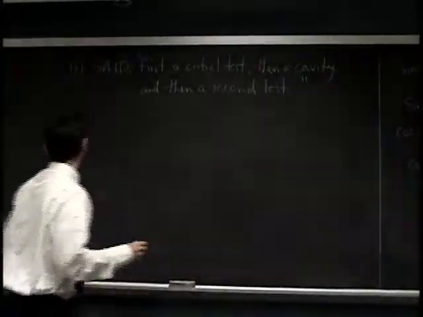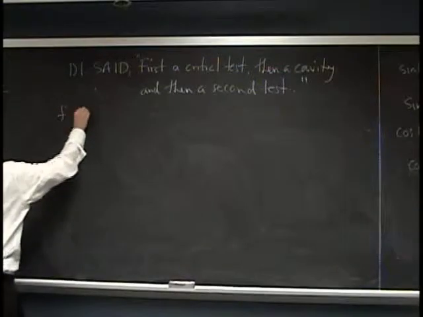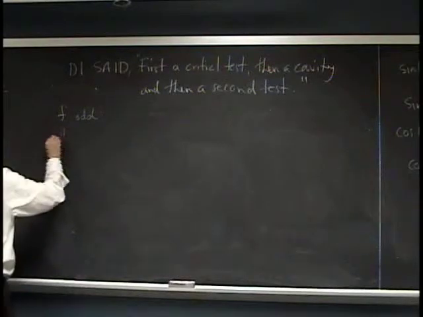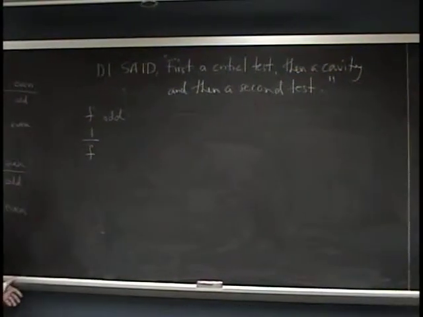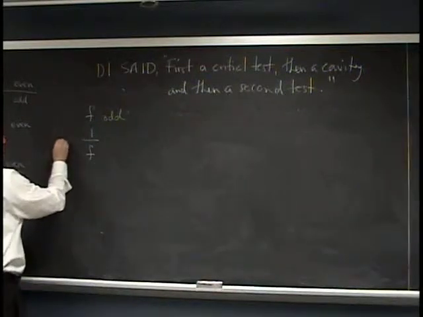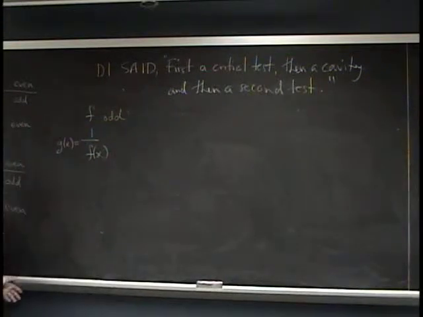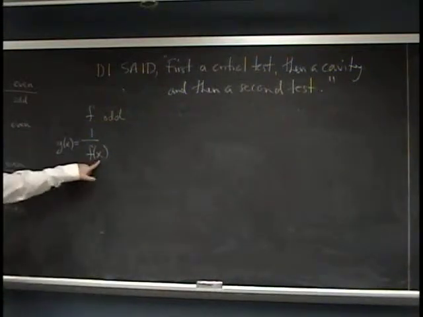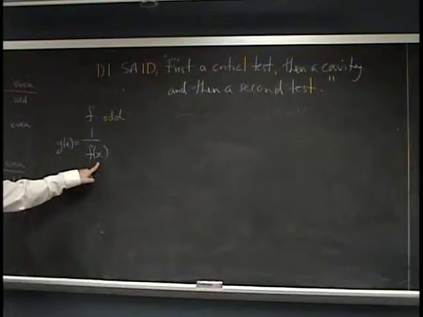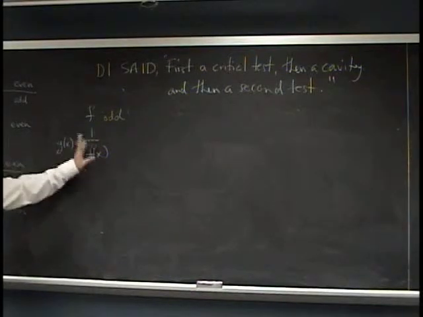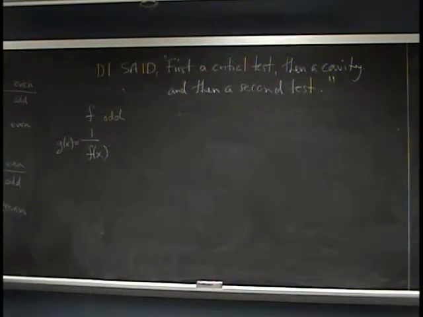Say I have f, an odd function, and I look at 1 over f. This is a new function. Let me call it g. So g of x equals 1 over f of x. Of course, we're not allowed to do that when f of x equals 0. So g of x is only defined when f of x is non-zero. Okay, fine, we got that out of the way.